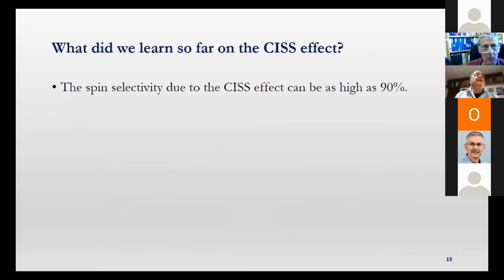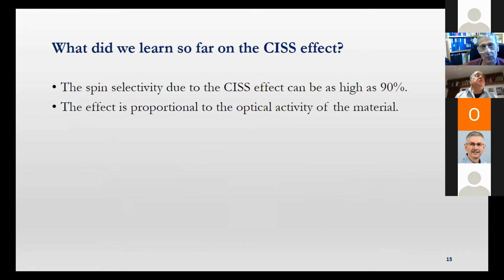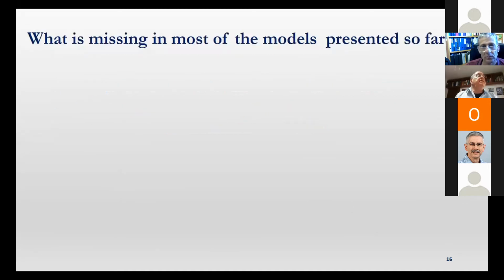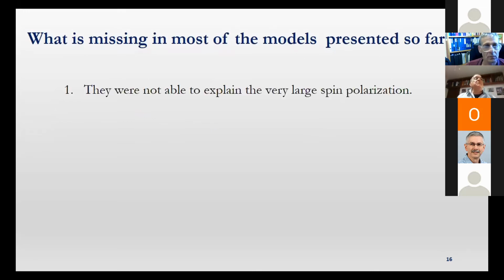So what we learned so far is that we can get very high spin polarization. The effect is proportional to the optical activity. Backscattering is suppressed for the favored spin. So what is missing in most of the models that were presented before? First of all, they were not able to explain the really huge, up to 90% spin polarization that was observed in several experiments.